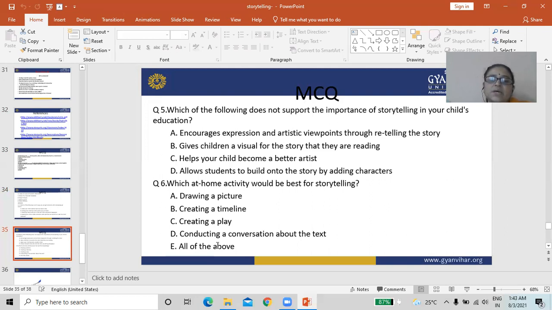Which at-home activity would be the best for storytelling? Option A, drawing a picture. Option B, creating a timeline. Option C, creating a play. Option D, conducting a conversation about the text. Option E, sorry, all of the above. In this question, you have 5 options. Choose the appropriate answer.